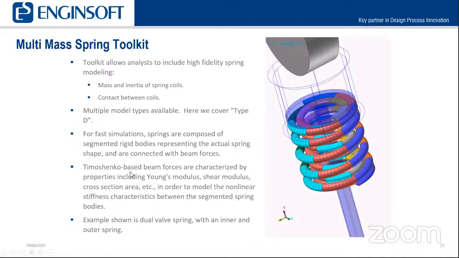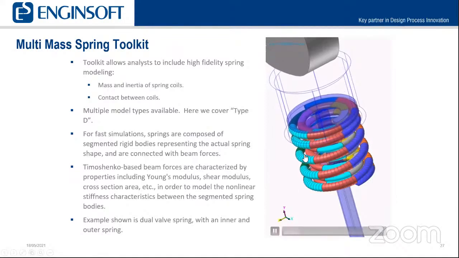The beam forces are Timoshenko based, and they are characterized by the material properties such as Young's modulus and shear modulus, as well as the geometry such as the cross-sectional area. And so this example that we're showing is of a dual valve spring. There's an inner spring and an outer spring.